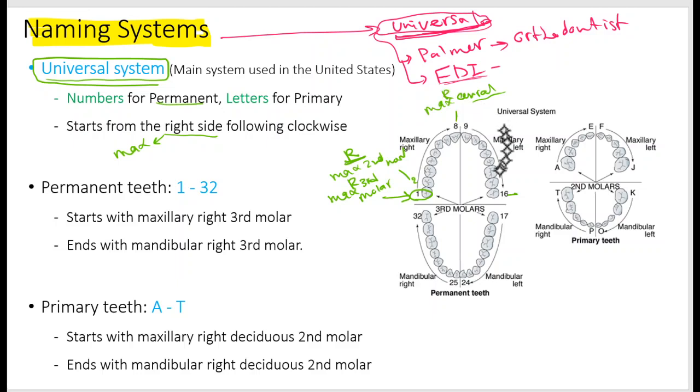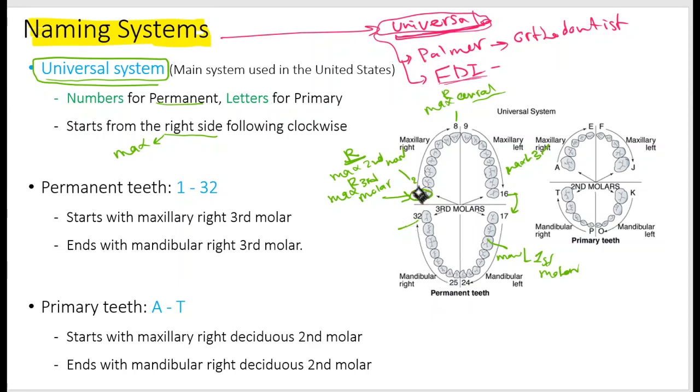And then we switch to the left side. So this will be the maxillary left third molar, and so on. Then we jump to the mandibular teeth. So let's say this is 17, 18, 19. Number 19 is the mandibular left first molar. And then we move on. This is the midline, and then we switch to now mandibular right, and so on and so forth.